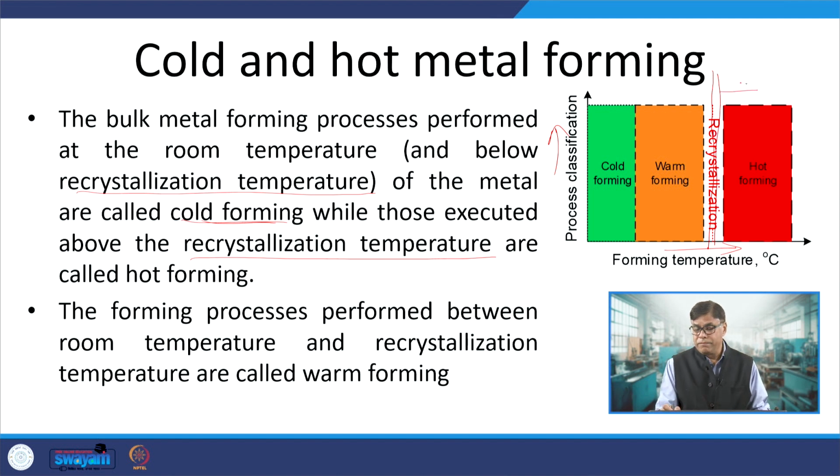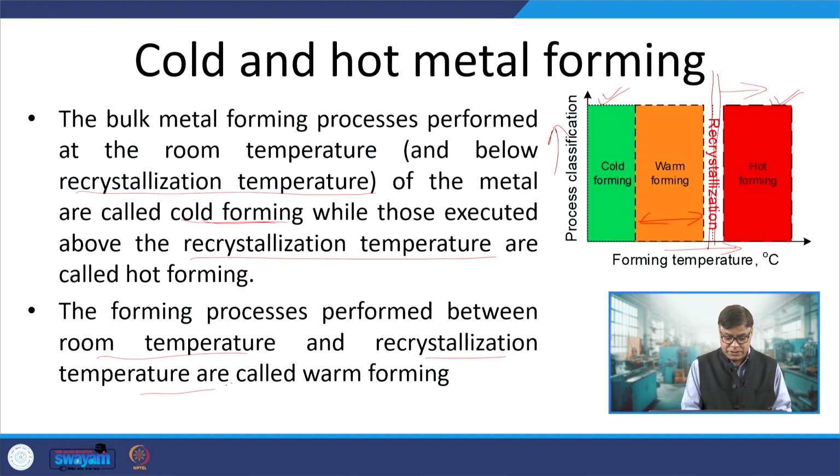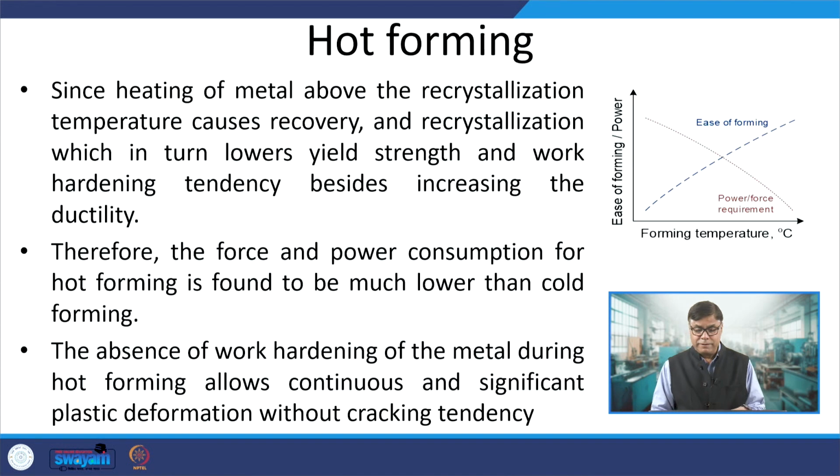So, when the plastic deformation of the metal is realized above the recrystallization temperature, we categorize the bulk metal forming process as hot forming, and when the processes are done at room temperature it is cold forming, and in between the room temperature and the recrystallization temperature it is termed as warm forming. So, the forming process performed between the room temperature and the recrystallization temperature is called warm forming. Okay. So, what happens when the hot forming is carried out?